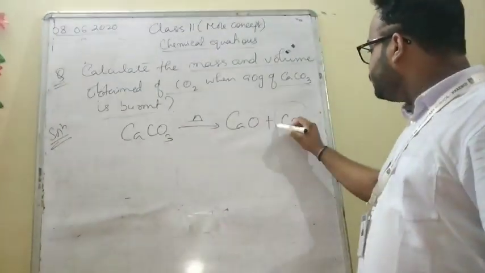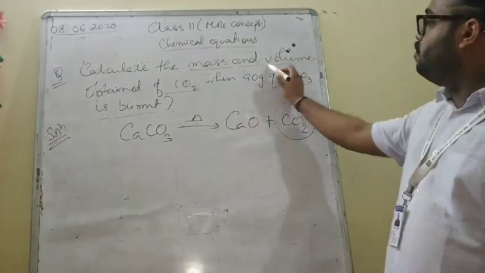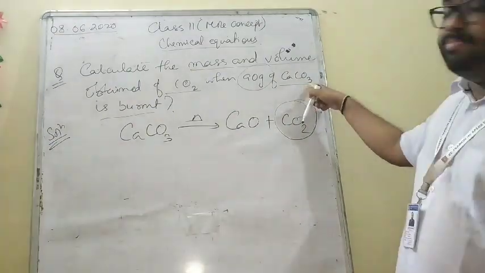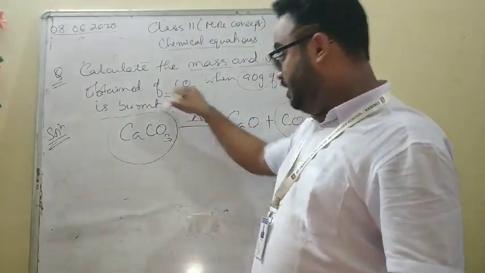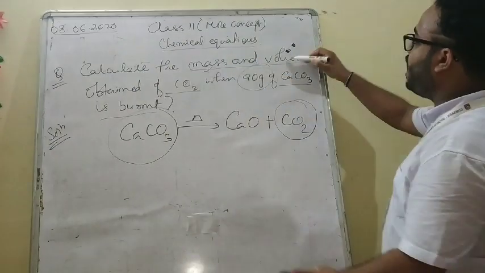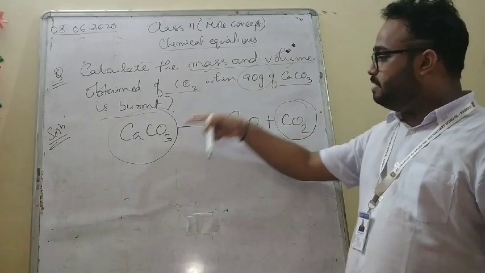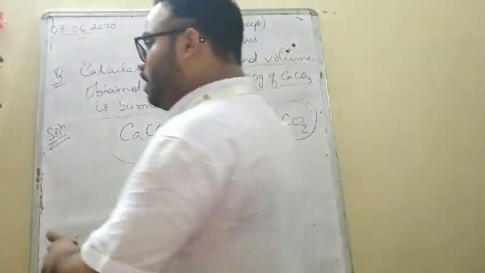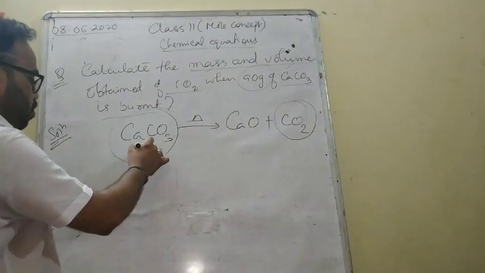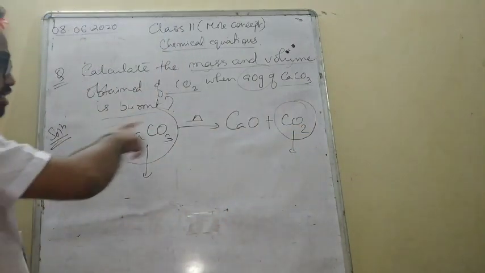So you are only concerned with carbon dioxide, and they have given you the mass of calcium carbonate, so you are only concerned with this. They have asked for its mass and its volume to be taken out. And the mass of calcium carbonate is given to you. So what you will do is write the original one according to the reaction. So what is the original mass?